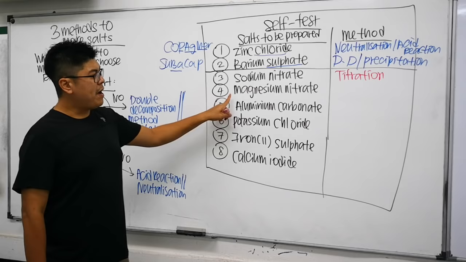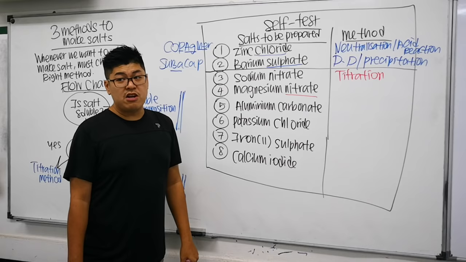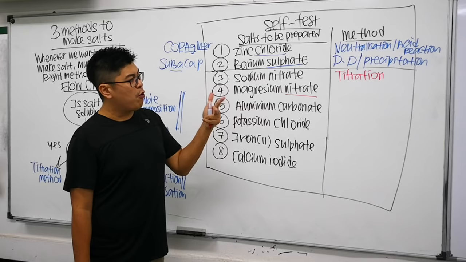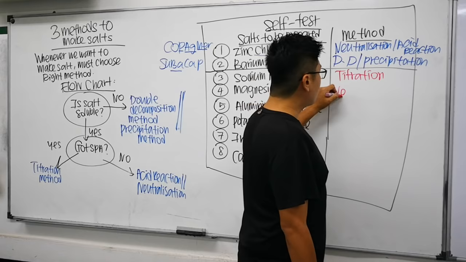Next one, magnesium nitrate, same thing. Magnesium nitrate has nitrate. Anything that has nitrate will be soluble. So, do you have spar? No sodium, no potassium, no ammonium. So you don't have spar. Soluble but no spar? Neutralization, also known as acid reaction.